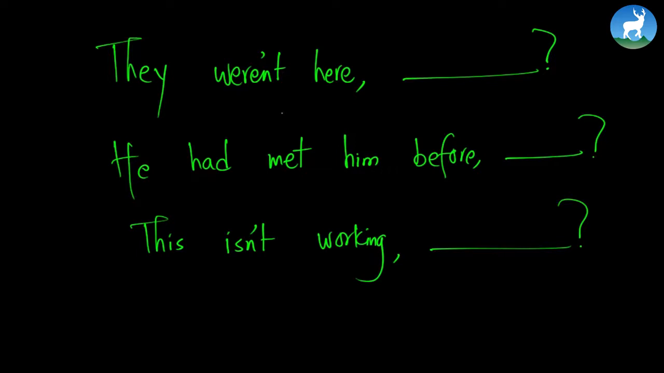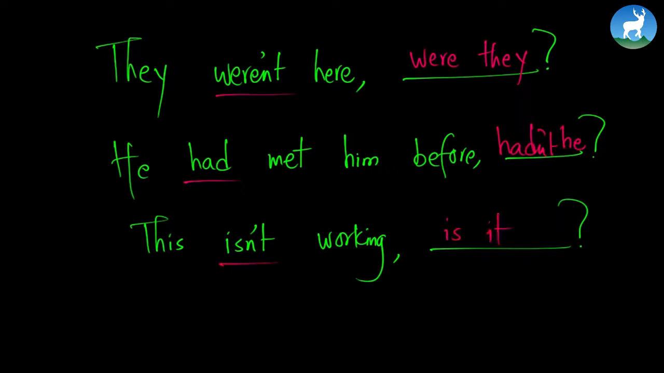They weren't here. So it's a negative statement. The negative statement would have a positive tag. They weren't here. So here's the auxiliary verb. We use the auxiliary verb. So the answer is, were they? He had met him before. The auxiliary is had, so hadn't he? This isn't working. Is it? What did we do? We used the auxiliary verbs. That is what we did.